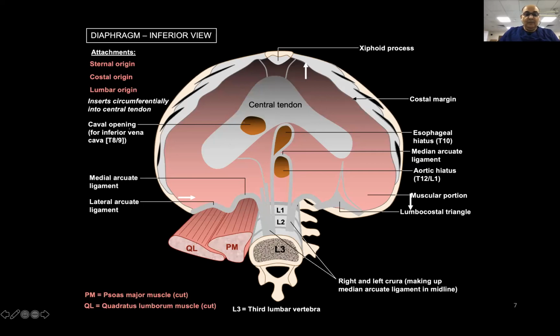So the net point, inferior vena cava, T8. Esophagus, T10. Aorta, T12. Remember this. For more detailing, you can add on, but simply T8, T10, T12, a difference of 2.